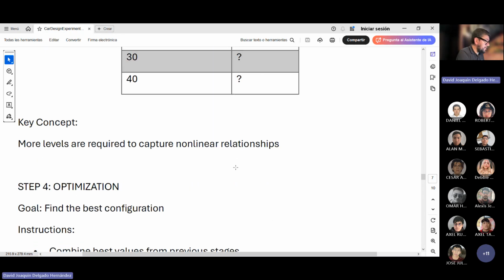So here the key concept is that more levels are required to capture nonlinear relationships. Do you remember when we have just 4 combinations? It was a very simple shape of the response surface, okay? But when we were increasing the number of levels, the shape of the surface is more detailed.